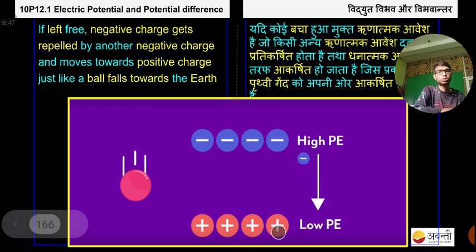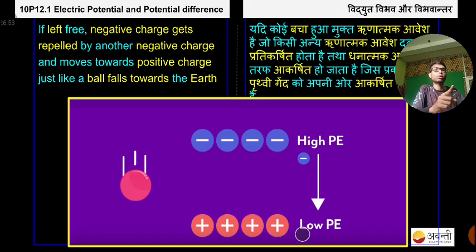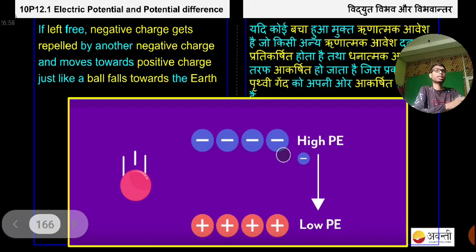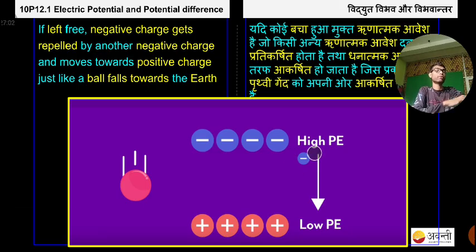When it comes to the proton, it will have low potential energy. When it is close to another electron and has height, it will have high potential energy.